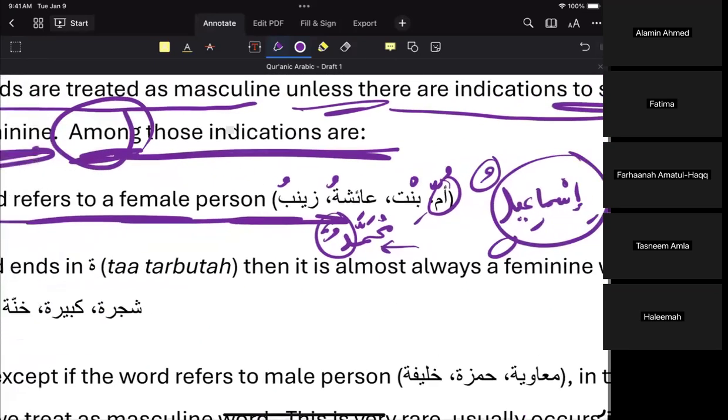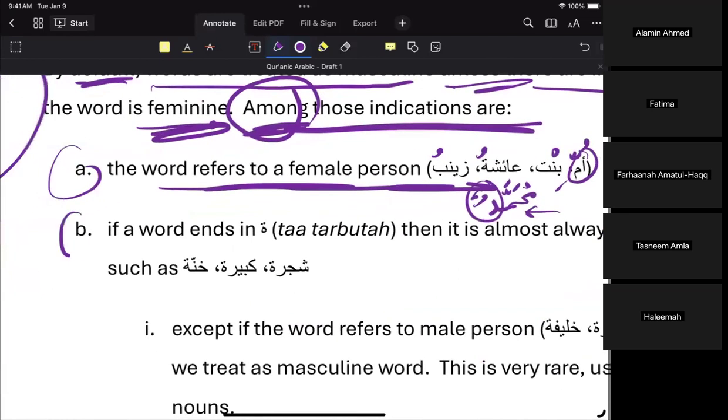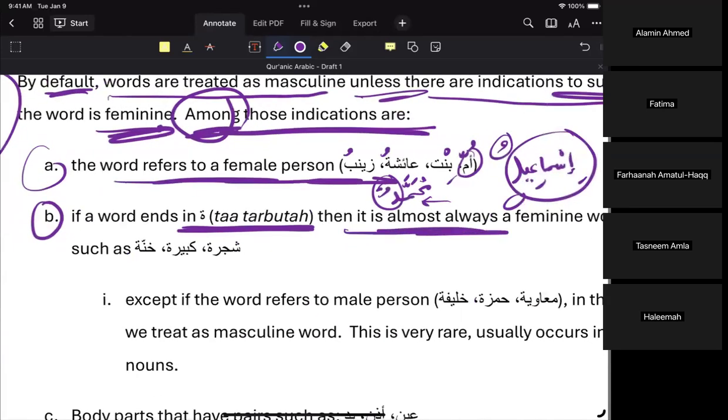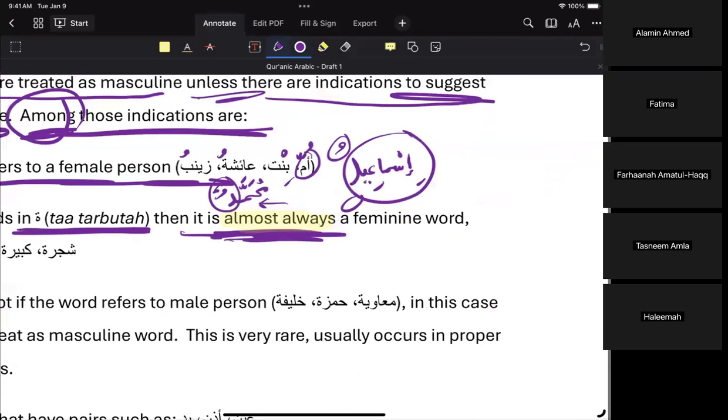So the first indication is that if a word refers to a female person, then Alhamdulillah, that's the most basic scenario. Then we treat that as feminine. But here comes the most interesting and important rule. If a word ends with ta marbuta, what one of the sisters mentioned, gulta, ta marbuta, then it is almost always, here's the keyword, guys, almost always feminine. It's not a golden rule, as I mentioned to you with alif lam and removing the ta marbuta. So if you have a word that ends in ta marbuta, you can safely assume that it is a feminine word.